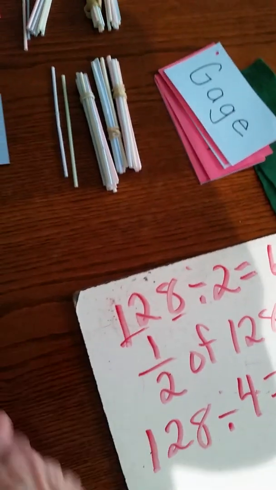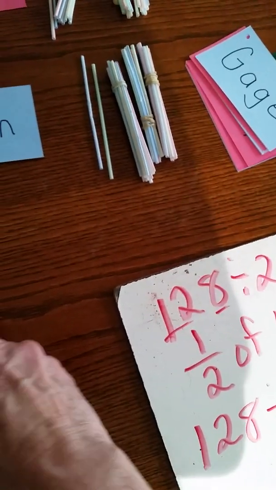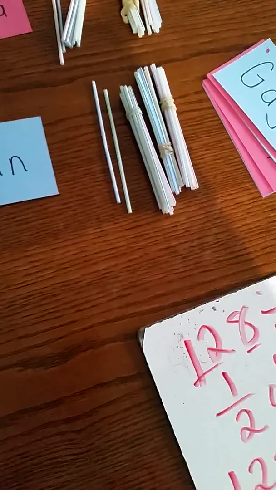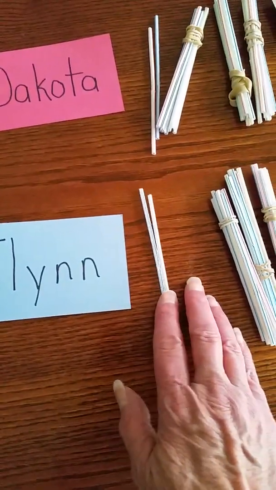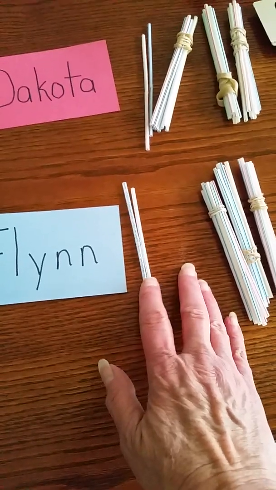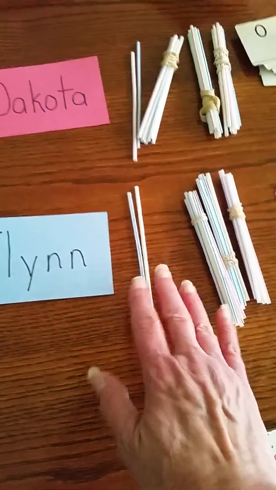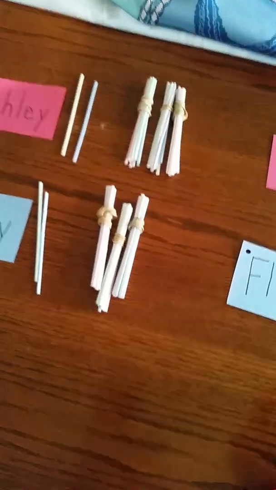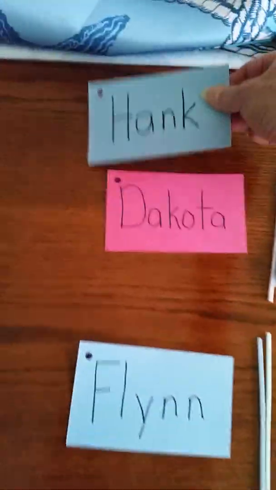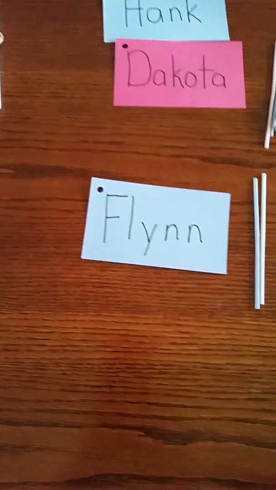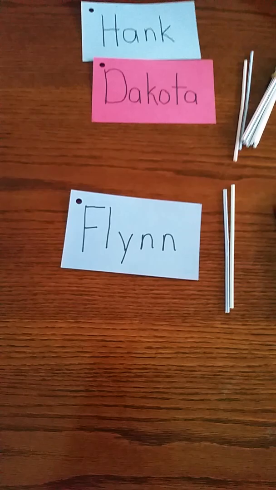All right, now tell me about 32. Let's look at the ones place, any ones place, because they're all the same. You have 2 straws, so it is an even number. So what can they do with it? Yes, they can split it in half. So Ashley picked Gage to split hers in half. Dakota picked Hank. Avery picked Harper. And Flynn picked J1. Okay?